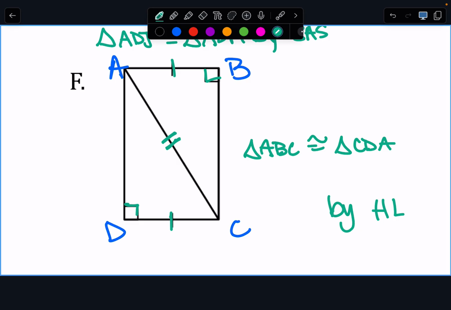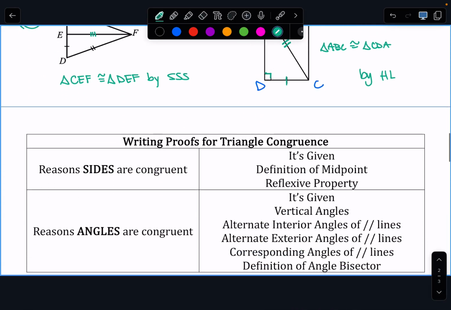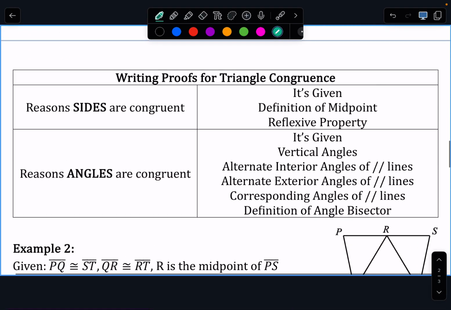Now, what I'm going to ask you to do is write a 2-column proof showing me 2 triangles are congruent. I will never give you a proof you cannot complete. That would be just pure evil. I would not do that. And whatever you think of me, I am not evil. Okay?